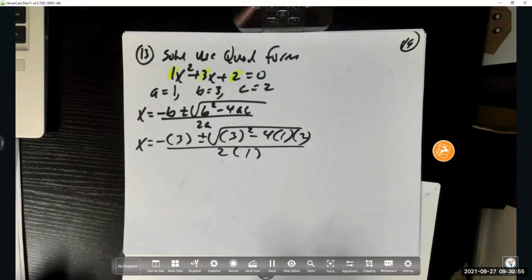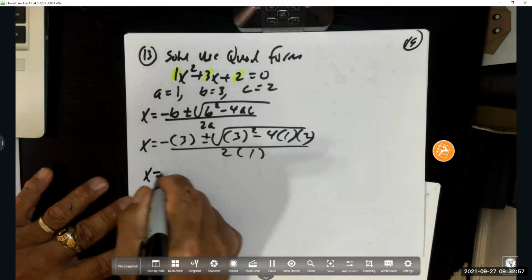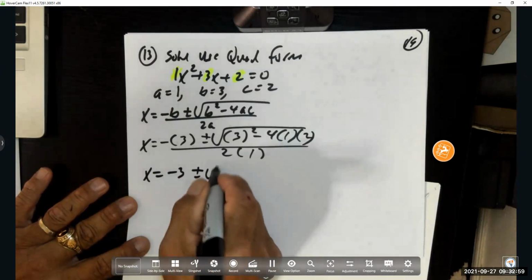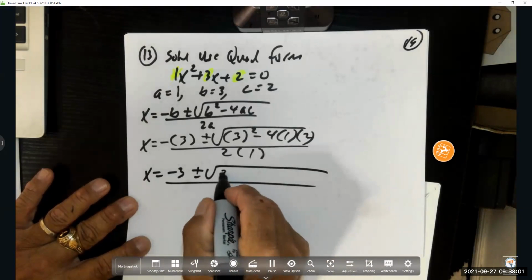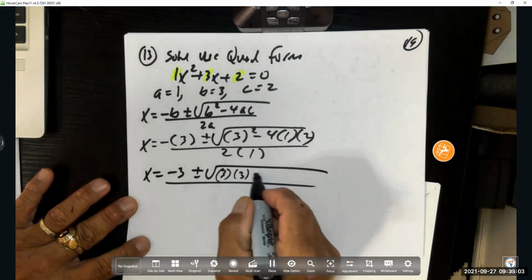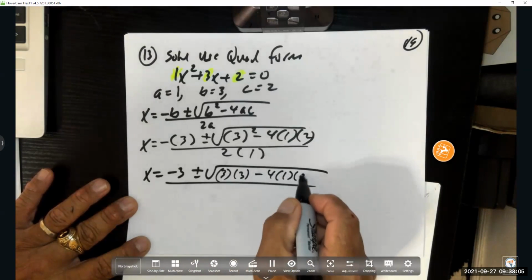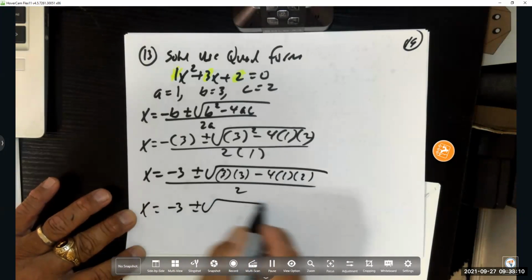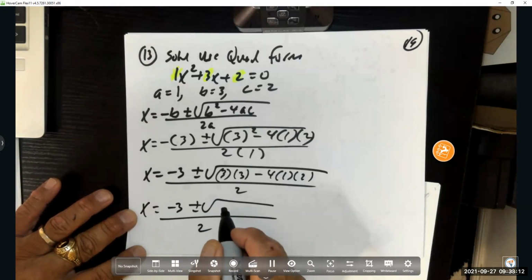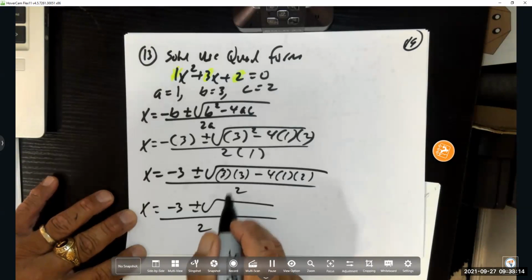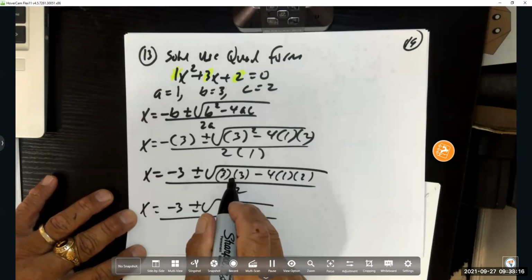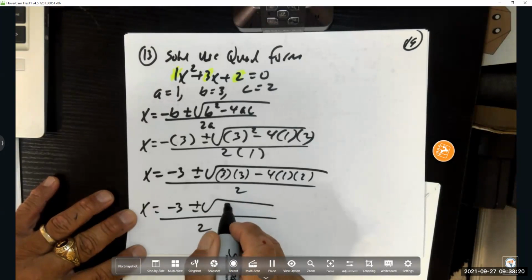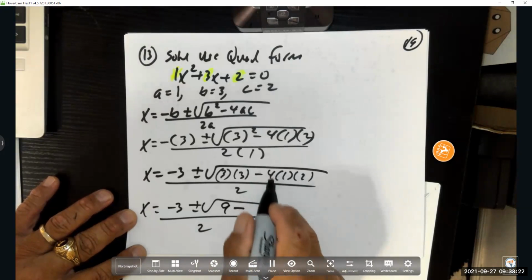All right. So now we have negative 3 plus or minus, the long way. 3 times 3, I'll do it in a little bit. So this is going to be negative 3 plus or minus. What's 3 times 3? 9. What's 2 times 1 times 4?